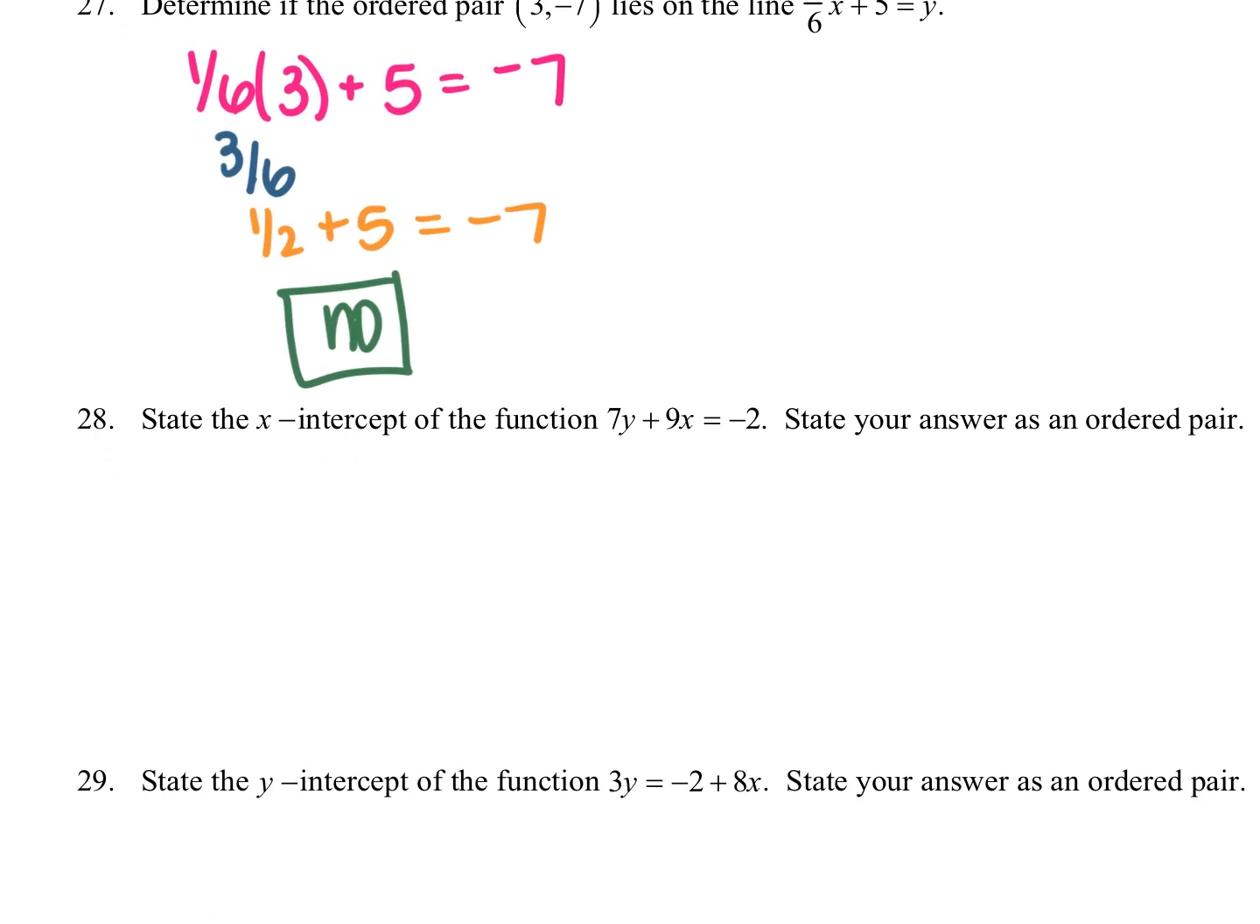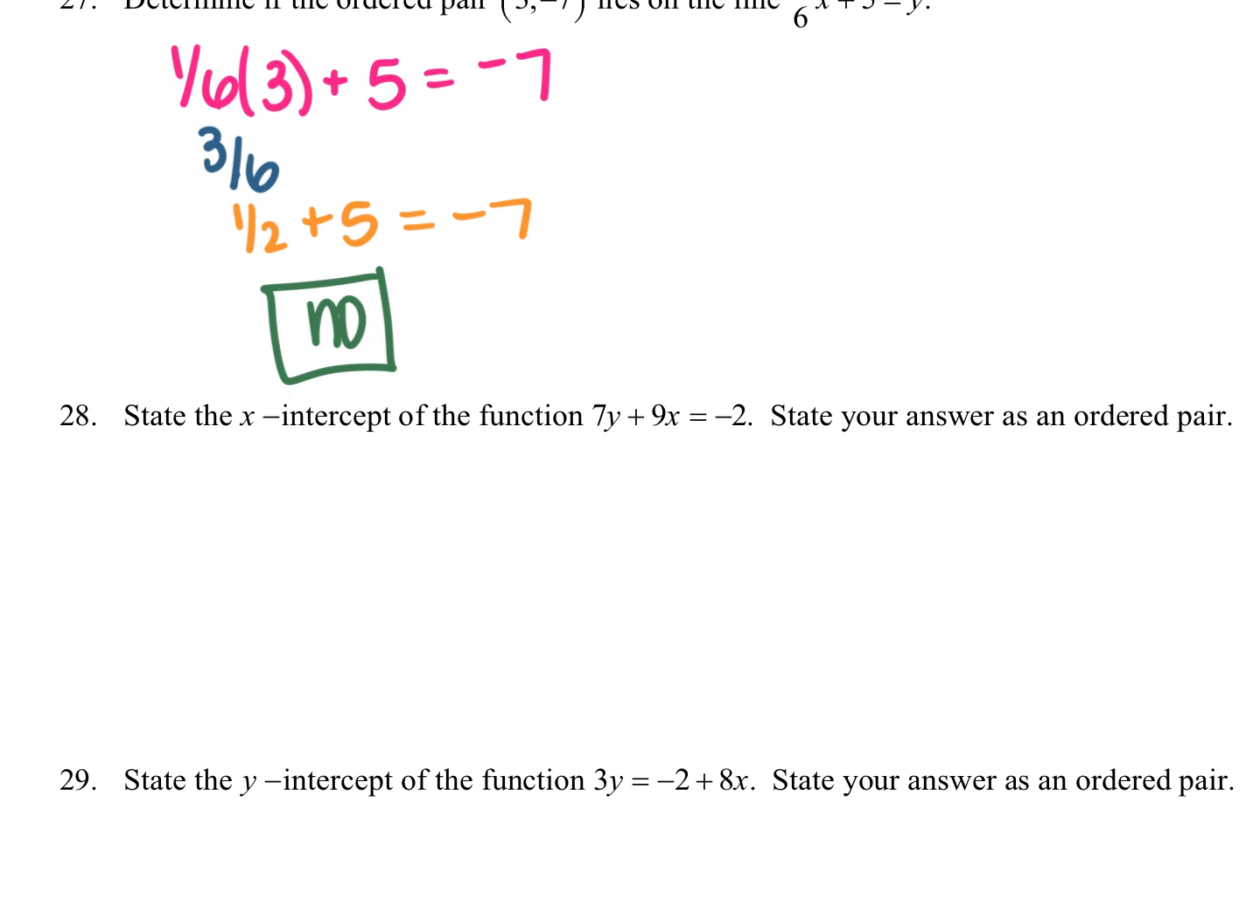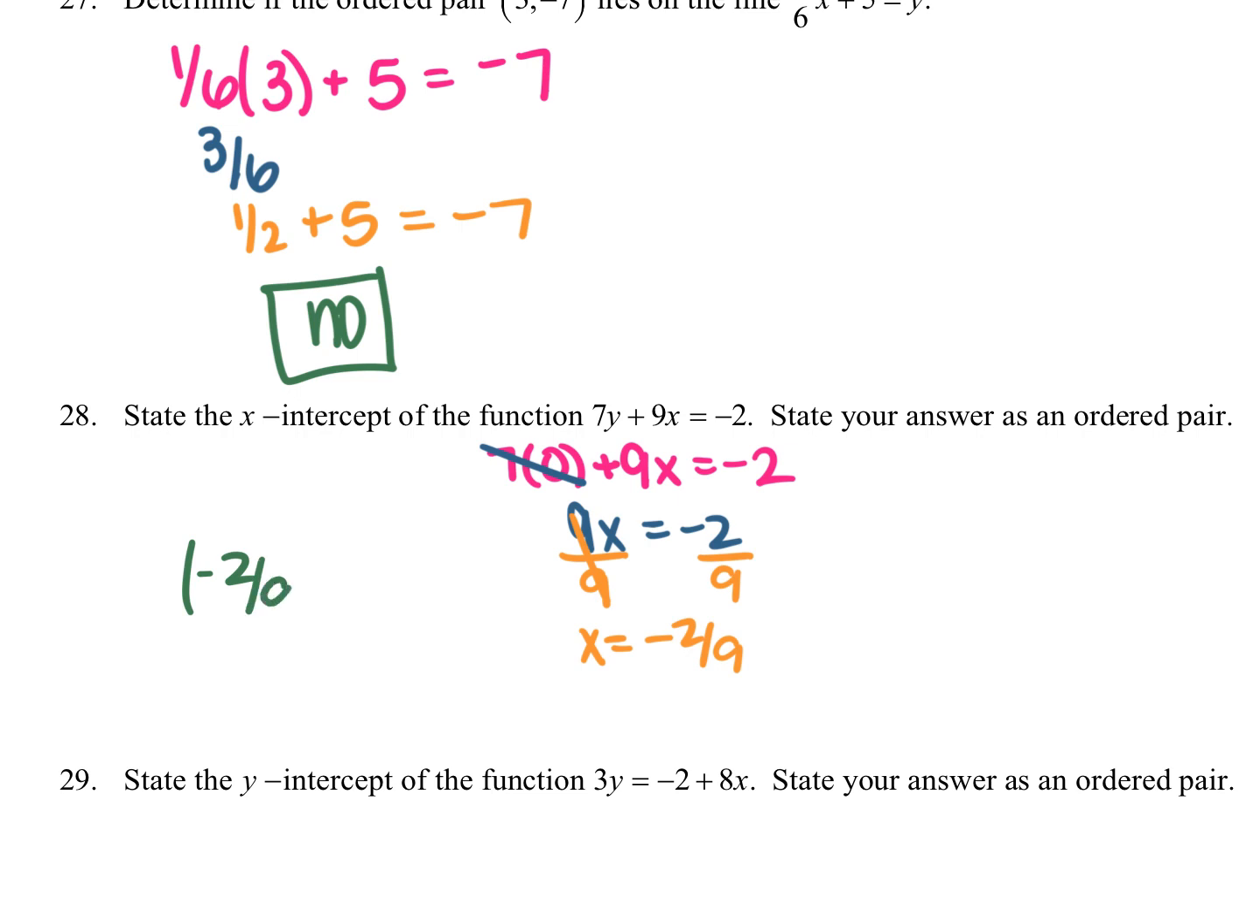For number 28, we're stating the x-intercept of the function 7y plus 9x is equal to negative 2. You're stating your answer as an ordered pair as well. We know the x-intercept is a number, comma, 0, so we're going to plug the 0 in for y. So that's going to give us 7 times y plus 9x is equal to negative 2. That cancels out your 7 and your 0, so that's just 9x is equal to negative 2. Divide each side by the 9. That gives you x is equal to negative 2/9. So again, if we're giving an ordered pair, that's going to be negative 2/9, comma 0.